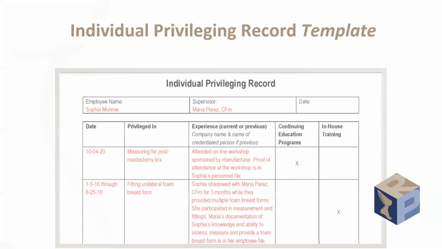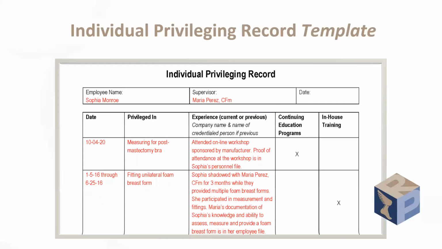Along the same lines, we have an individual privileging record template. So for example, the employee is Sophia Monroe, the supervisor Maria Perez. On October 4th, they were privileged in measuring for a post-mastectomy bra. The experience: attended an online workshop sponsored by the manufacturer of the device itself, the product. Proof of the attendance of the workshop is in Sophia's personnel file. This information will be kept in the personnel file of the person who is privileged.